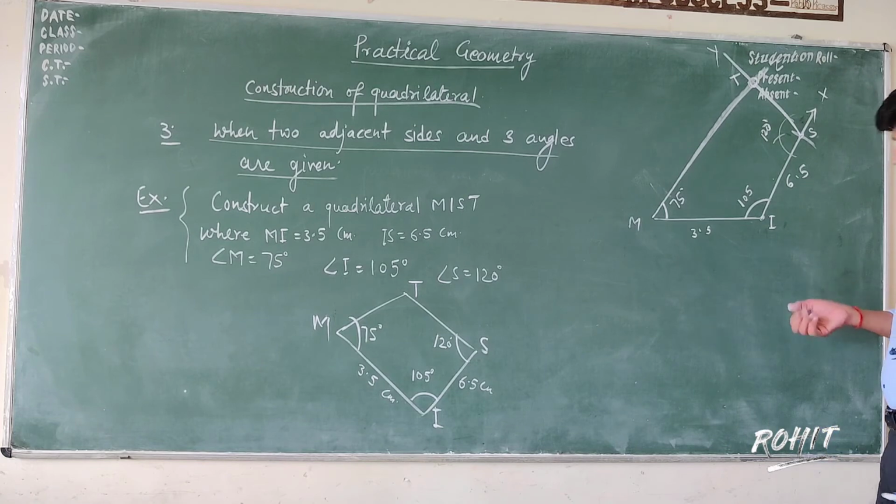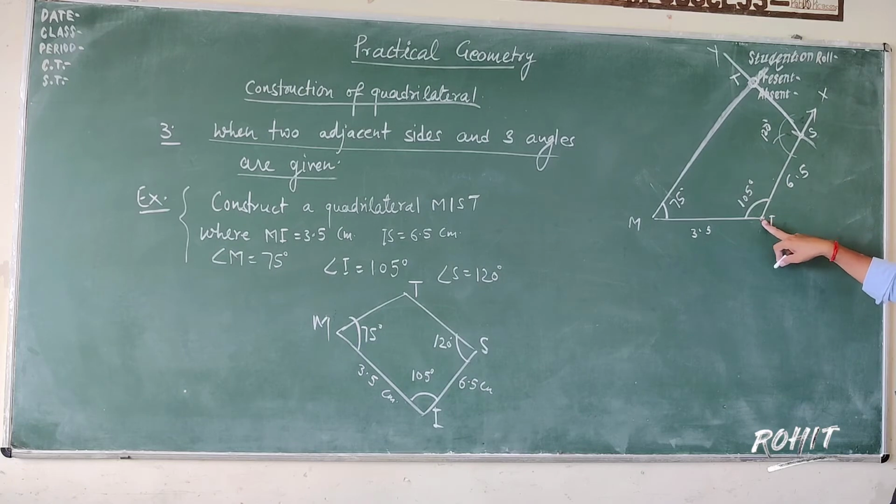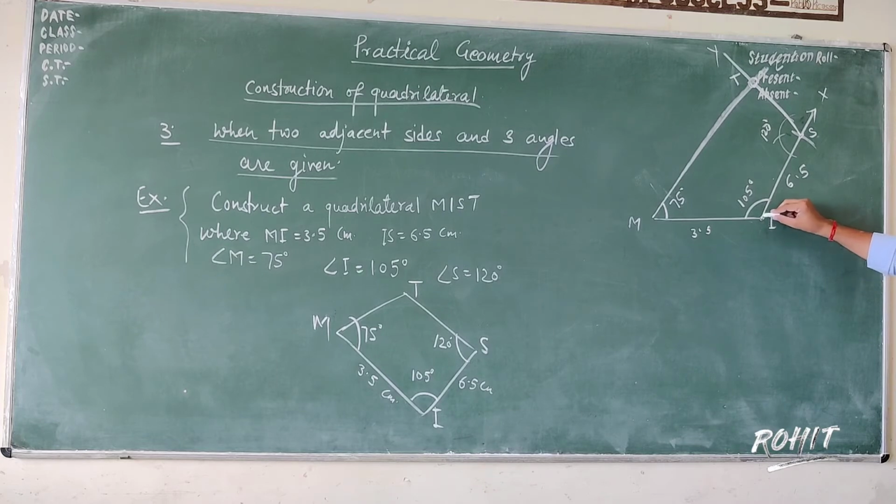Now angle I is 105 degree. So make an angle of 105 degree at point I, taking MI as base. And in this base you will get a ray IX. Now from IX cut a line segment of 6.5 centimeter, and that line segment is IS. Now the angle S is given 120 degree. So make an angle 120 degree at point S using IS as base, and draw a ray making 120 degree.